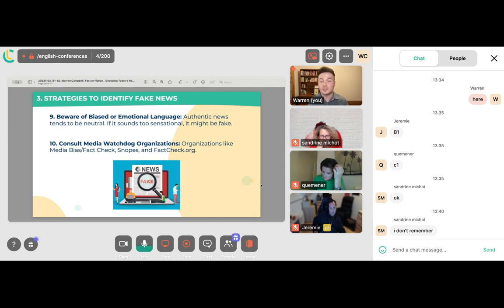Something you can do as well, consult media watchdog organizations. So organizations like Media Bias/Fact Check, Snopes, and factcheck.org. If you see something that is completely false, you can report the newspaper for publishing that.